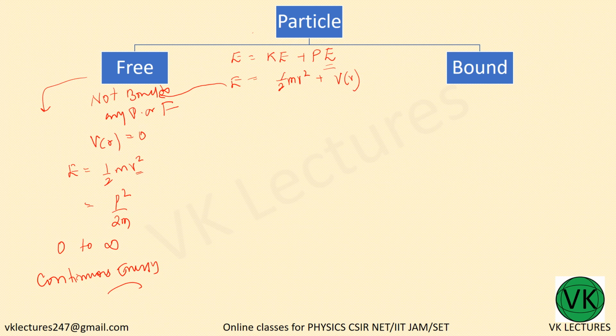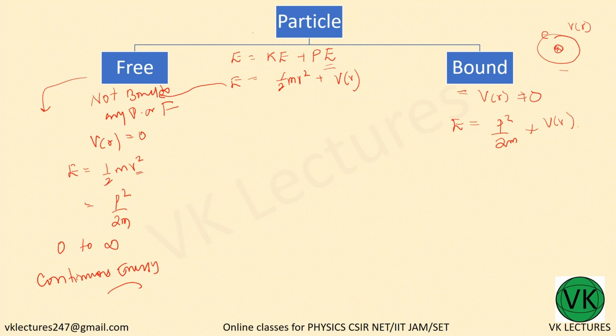There is no gap. Now in the case of a bound particle, which means the particle is bound to some potential, V of r is not equal to 0 here. A good example is an electron bound to a nucleus. This electron is under a potential V of r. So we can write total energy equal to p square divided by 2m plus V of r.